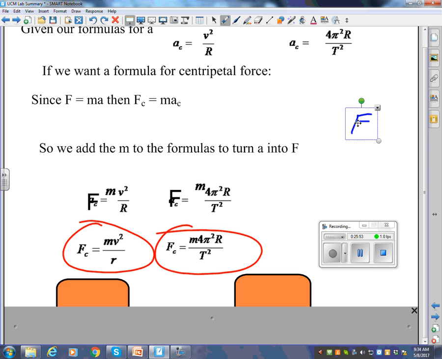Oh, that wouldn't be fair, Shane. Okay? So those are our formulas. Fc is equal to mv squared over r, and Fc is equal to m 4 pi squared r over T squared. It's a mouthful.